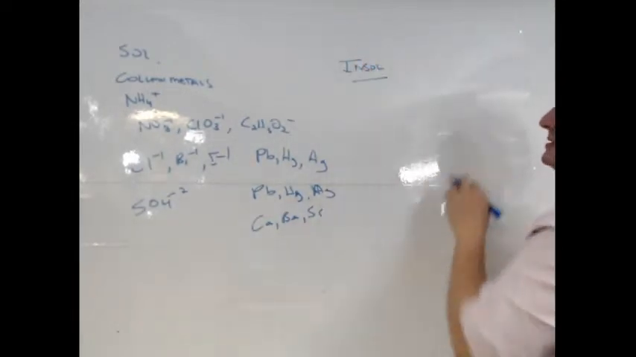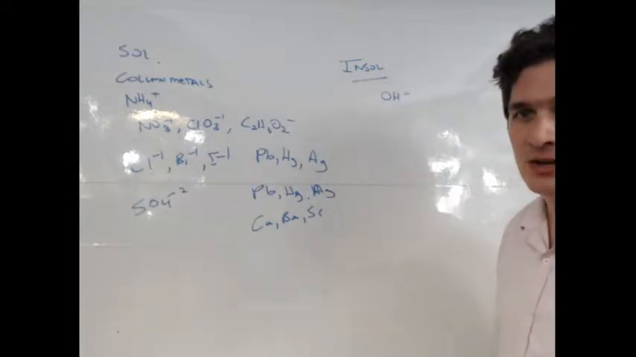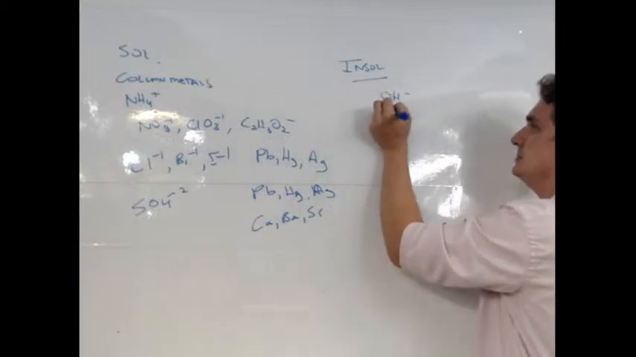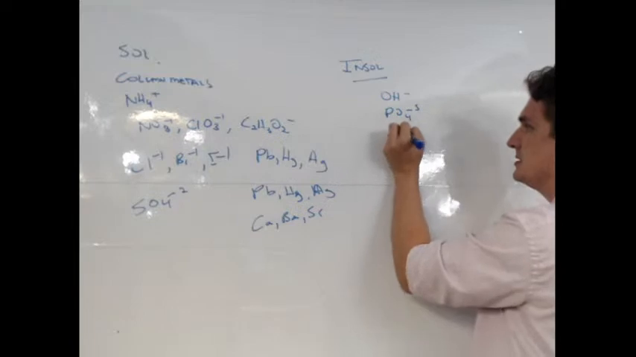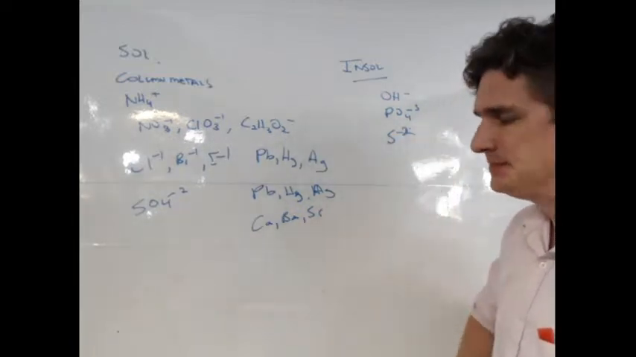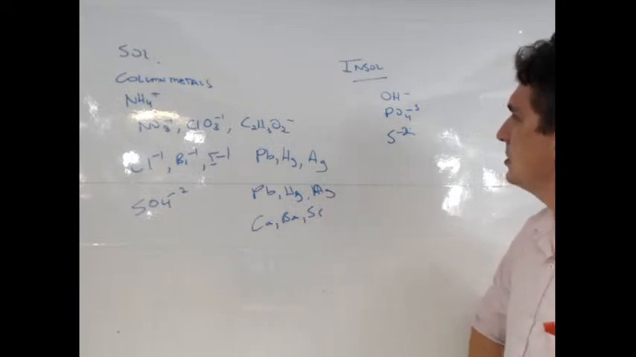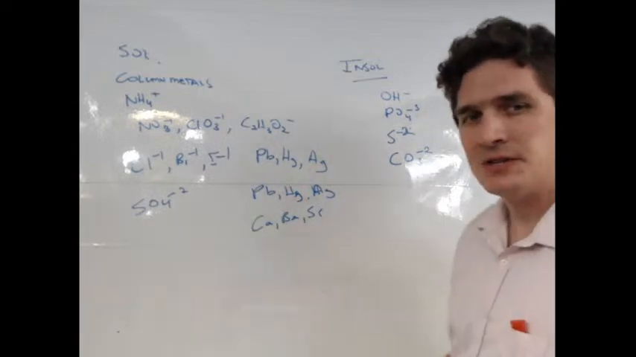assuming they're not bound to one of these ions, hydroxides are generally insoluble. Phosphates are generally insoluble. Sulfides are insoluble. I'm trying to remember the rest of the list. Carbonates. And there's a few others on this list.